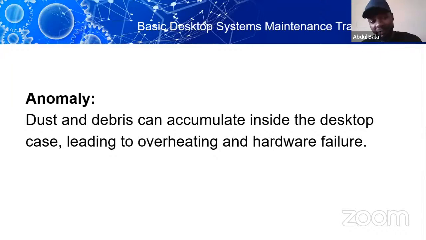So normally, anomalies that can happen to systems are that dust and debris can accumulate inside the desktop system case, and this can lead to overheating and also to hardware failure. That's why when you first come to a system and it's powering on but not displaying on the screen, your mind immediately goes to the RAM. You need to bring out the RAM and clean it a bit.